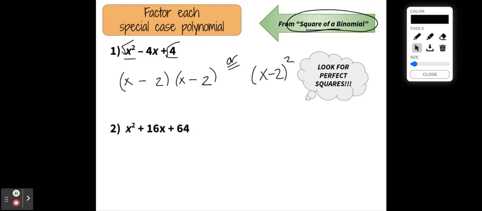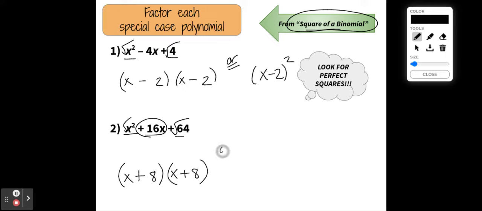All right, let's try one more. So here, getting ready to factor into 2 binomials. Look at the first and last terms. They're perfect squares. So I take the square root of the first term, and I take the square root of the last term, that's 8. Now the middle has got to add to equal 16. So these got to both be plus.